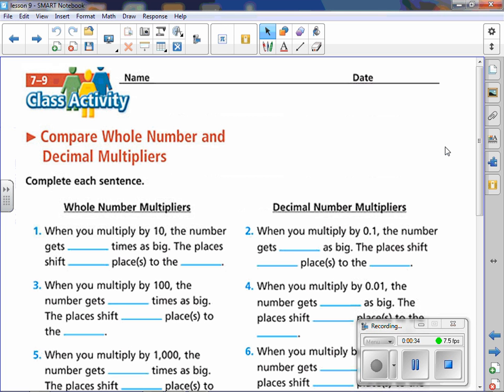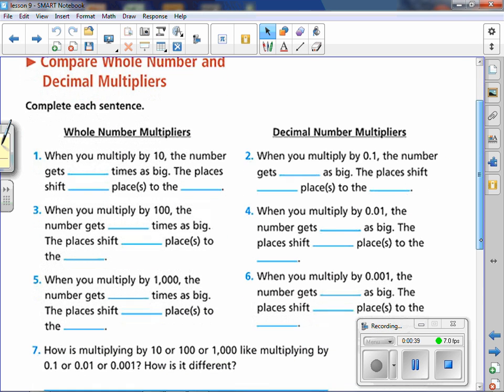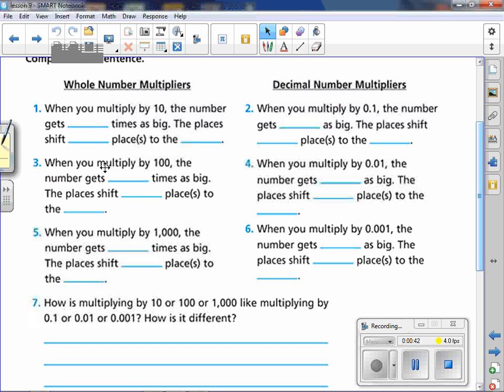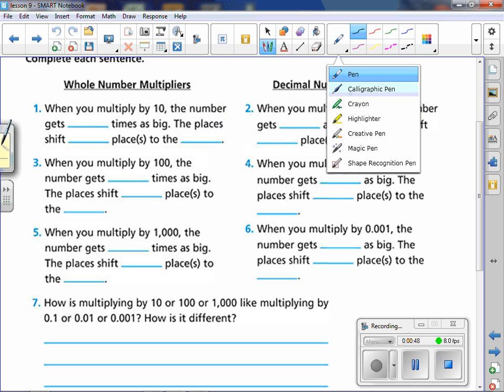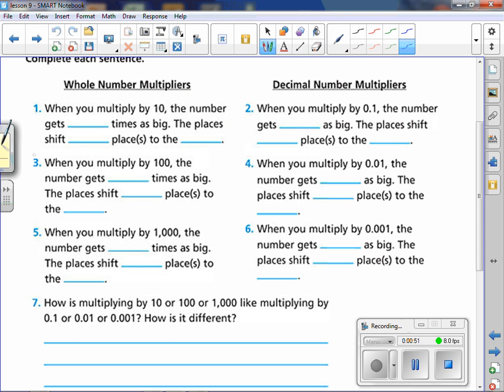Okay, so we're going to complete the sentences and go through this exercise on this page. You just need to fill in the blanks as we go. When you multiply by 10, the number increases by 10 times bigger. The place shifts one place to the left. Right, when we multiply by a 10th, it gets a 10th as big, and the place shifts one place to the right.